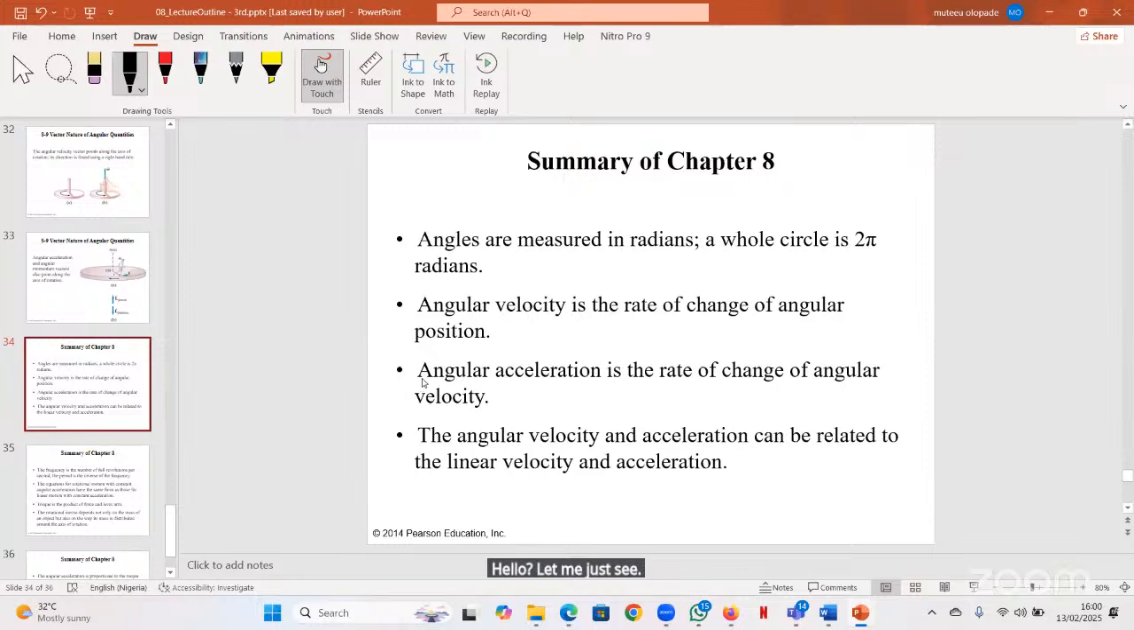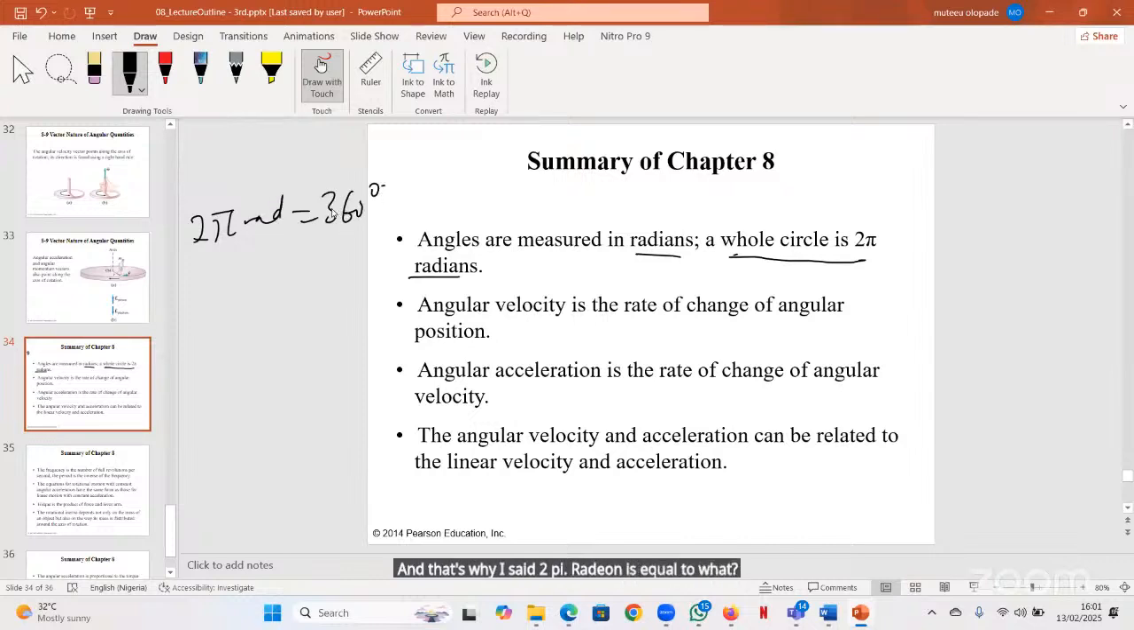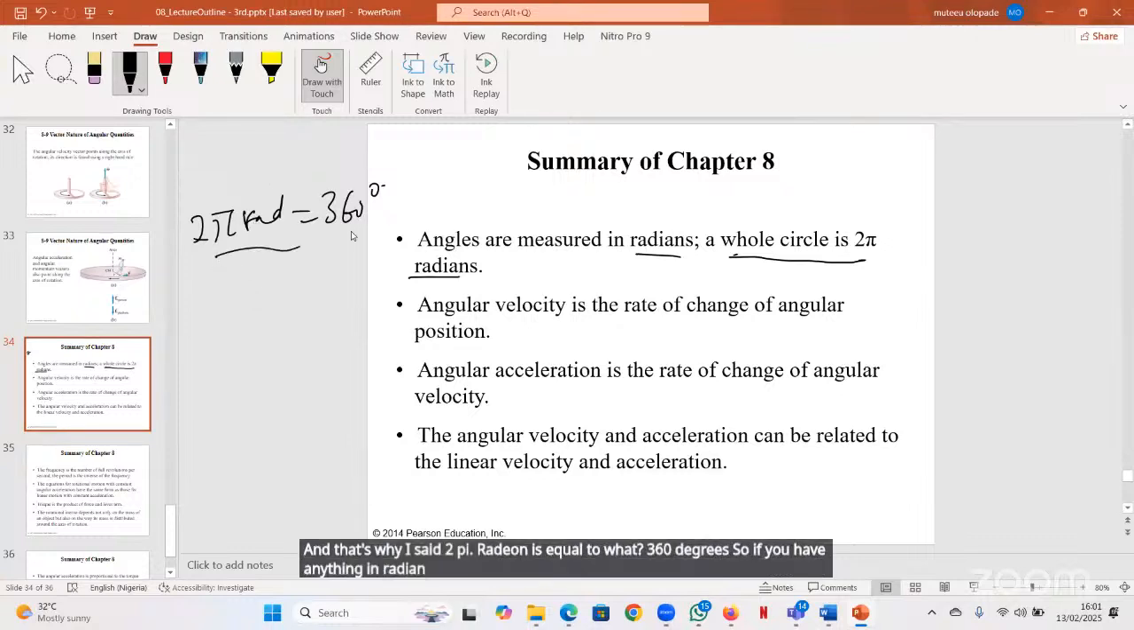So in summary, angles are measured in what? They are measured in radians. So a whole circle is equal to what? 2 pi radians. And that was why I said 2 pi radians is equal to 360 degrees. So if you have anything in radians and you have to convert, then it's easier for you to convert.